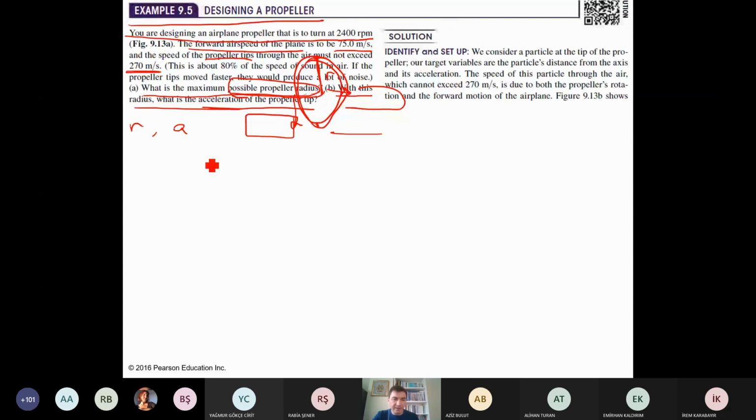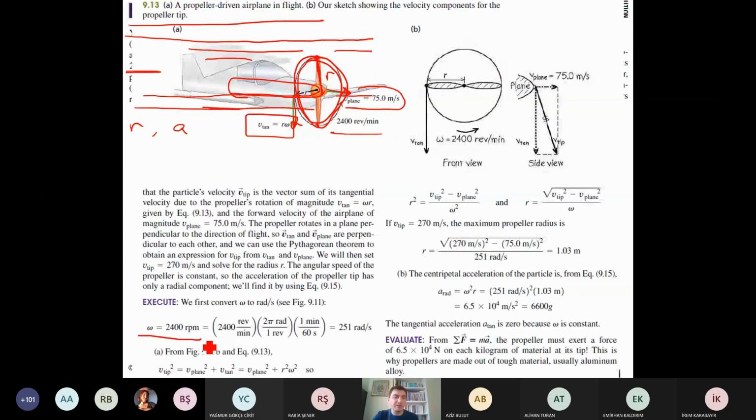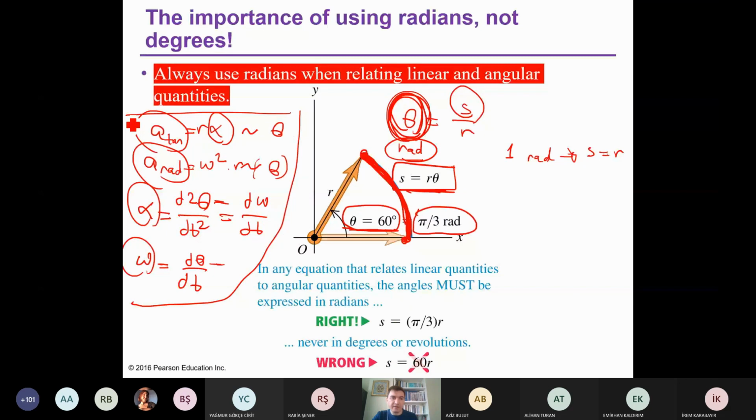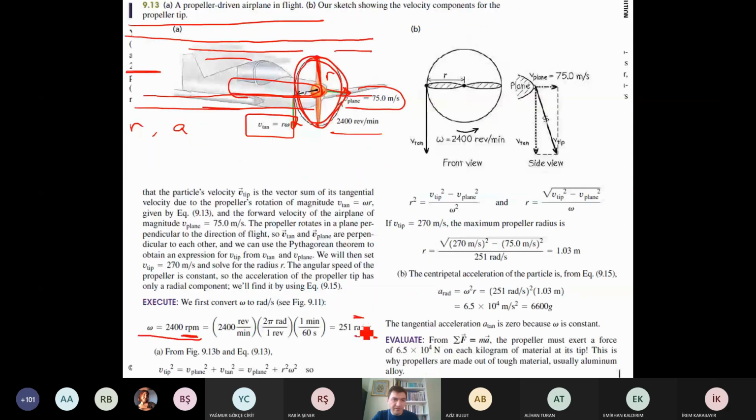So angular speed is given as 2,400 RPM, revolutions per minute. Instead of revolutions per minute, we have to use radians per second, okay? Here we have revolutions. We have to use radians because these equations are valid when theta is in radians. So you have to convert this revolution per minute to radians per second. Then 1 revolution is equal to 2 pi radians, and 1 minute is 60 seconds. Then I have converted this to radians per second.